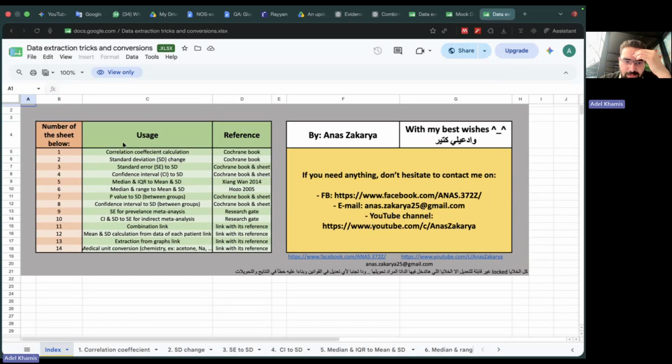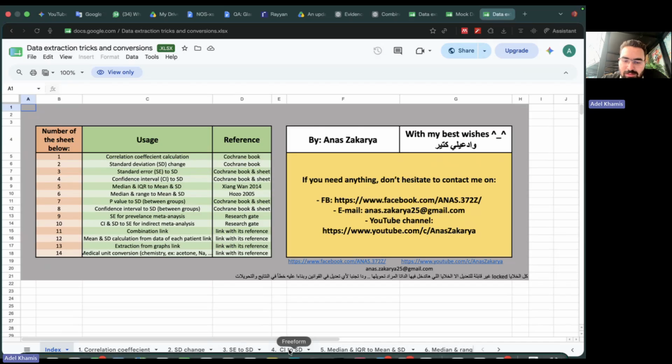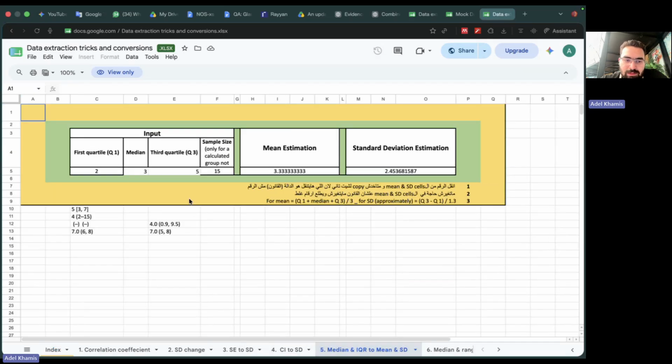He made this spreadsheet for doing all this: the correlation coefficient calculation, the standard deviation change. We will discuss the standard deviation change also, and the standard error to standard deviation, the confidence interval to standard deviation, the median and the quartile range to mean and the standard deviation. This one that we will discuss now is in tab number 5 here.